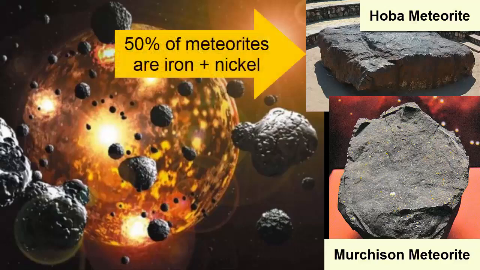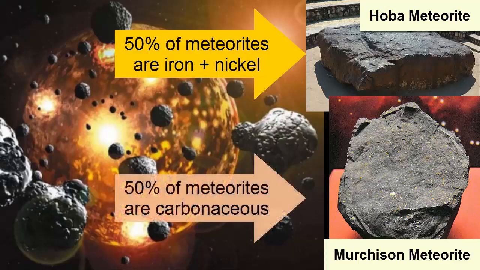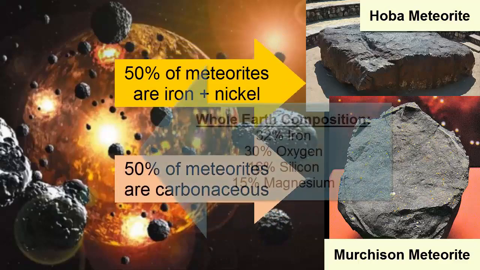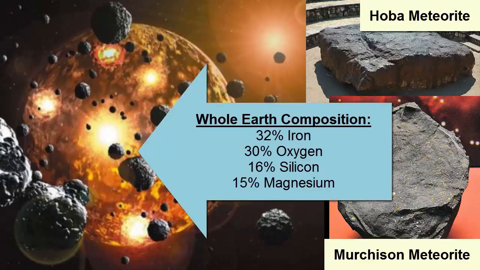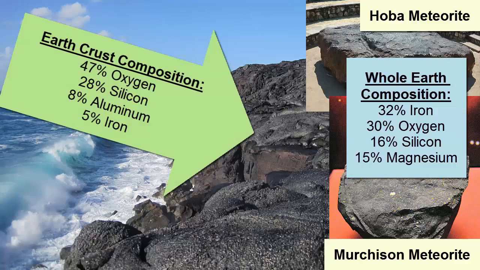About 1/2 of the meteorites in our solar system are dense, stony iron and nickel. The other half are made of less dense carbonaceous materials. Combined together, they represent the total composition of Earth's rocks, estimated at mass percentages of roughly 32% iron, 30% oxygen, 16% silicon, 15% magnesium. But that composition is very different from what we see on Earth's surface, which is 47% oxygen, 28% silicon, 8% aluminum, and only 5% iron.